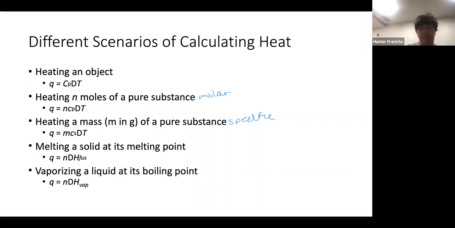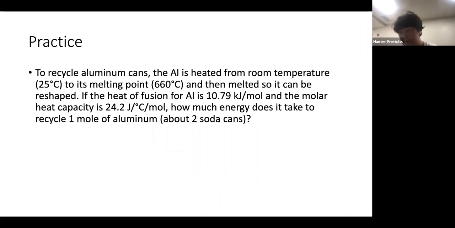Okay. Now we're going to do one last practice problem, putting everything together and seeing everything we learned. To recycle aluminum cans, the aluminum is heated from room temperature, which is 25 degrees Celsius, to its melting point of 660 degrees Celsius. So you already have your two temperatures, your initial and your final. Then it is melted so it can be reshaped. If the heat of fusion for aluminum is 10.79 kilojoules per mole, that is going to be your delta H of fusion, from solid to liquid, as you remember.